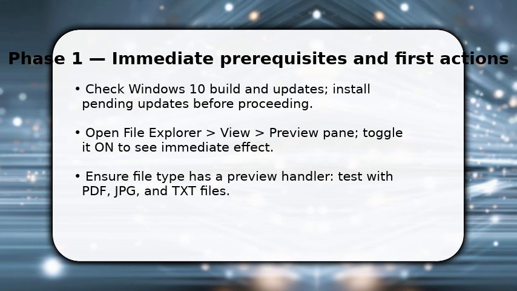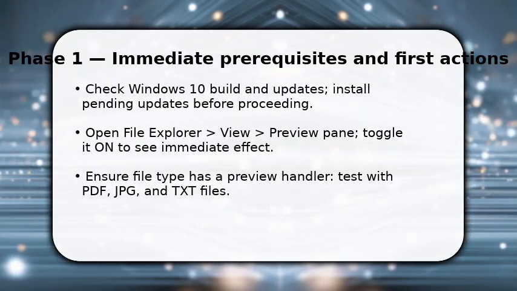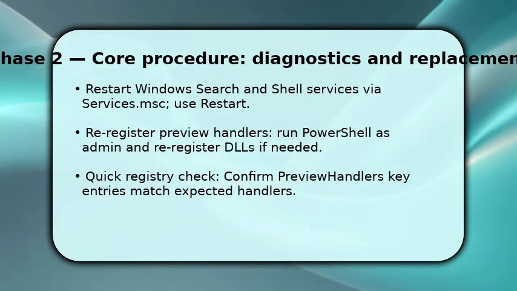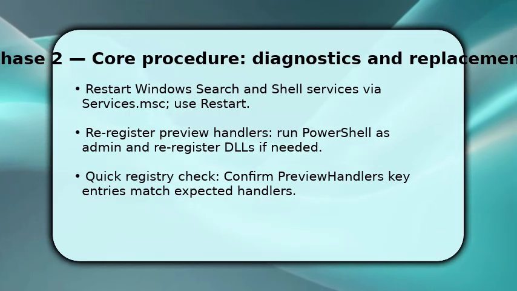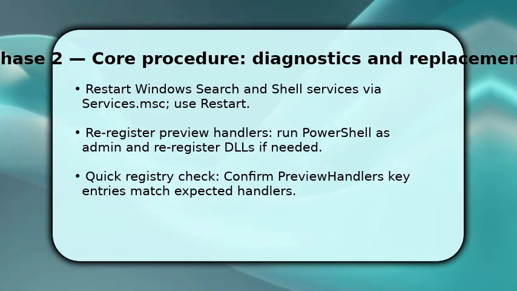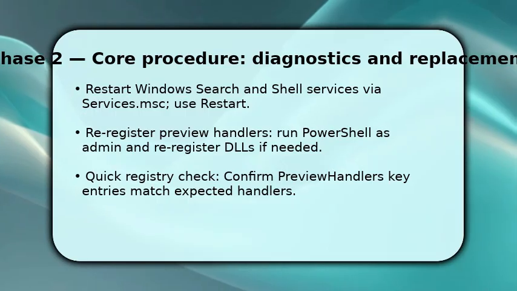Now you dig into handlers and the registry so the preview pane actually renders content. Restart Windows Search and Explorer shell services to reset state, because services often hold stale locks. Run PowerShell as administrator and re-register common preview handler DLLs. This repairs broken COM registrations that stop previews.